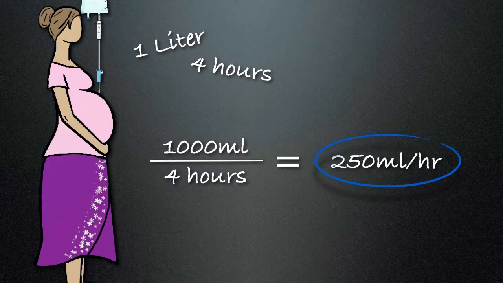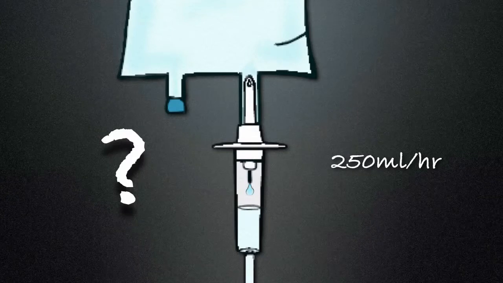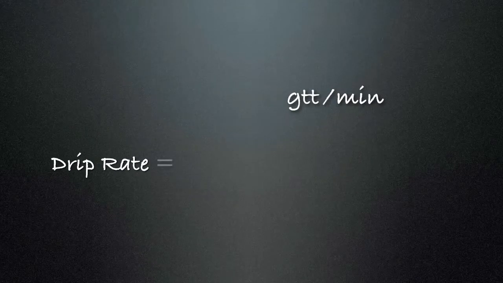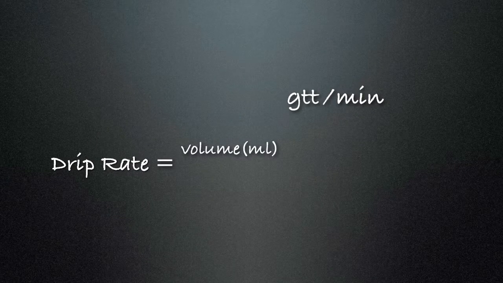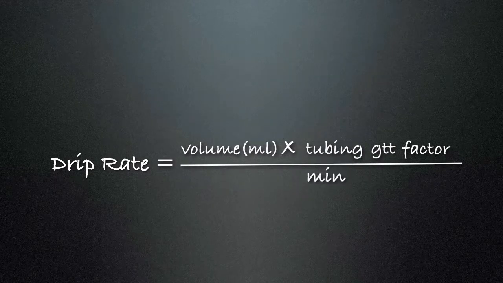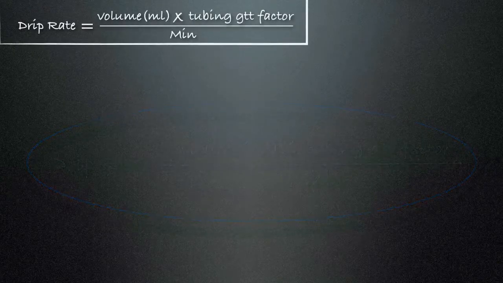Pretty simple. Having a flow rate is great, but it is general and doesn't tell us how fast or how slow we need to adjust the rate of drops falling in the drip chamber of the tubing. To do this, we need to figure out how many drips we want to give in a minute, our drip rate. Remember, GTT is the acronym used for drips. The formula for figuring out a drip rate is volume to be infused in milliliters times the drip factor of the tubing divided by the time it is to be infused over in minutes. Let's go through a few examples.